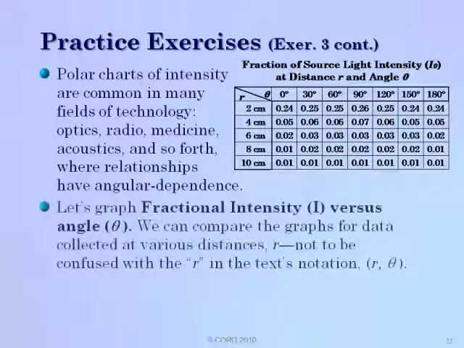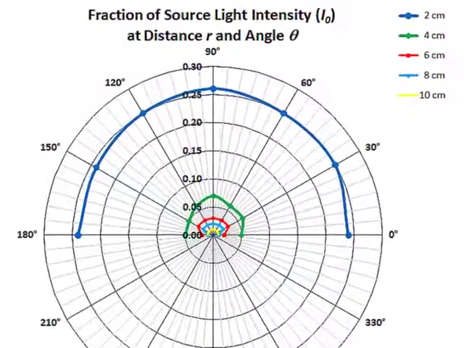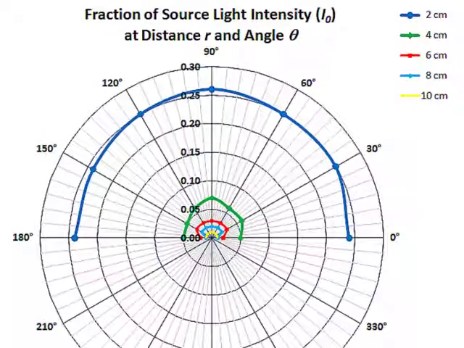So we're going to graph the fraction of our light intensity versus the angle theta. And we can compare those graphs at various distances r. Don't confuse the r in this case with the notation of r and theta. So we're going to use the fraction of our light intensity to show as the radial coordinate. And here's what the graph would look like.